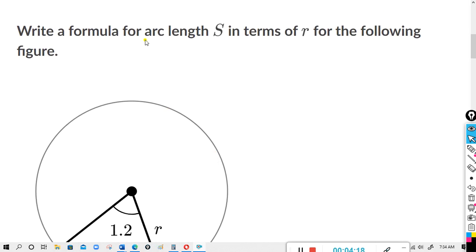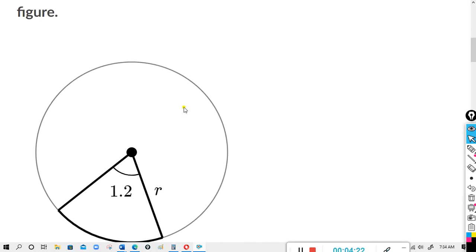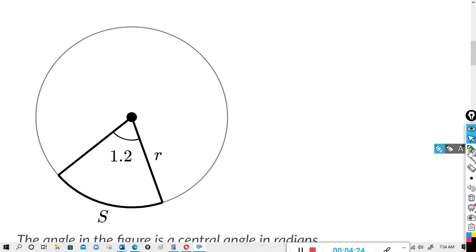All right, write a formula for arc length S in terms of R for the following figure. All right, so we just said a minute ago, S equals R times theta. All right, they want the formula for the arc length in terms of R. So, of course, it's going to equal R times something. All right, and we can see here this angle measurement. This is represented by the Greek letter theta.